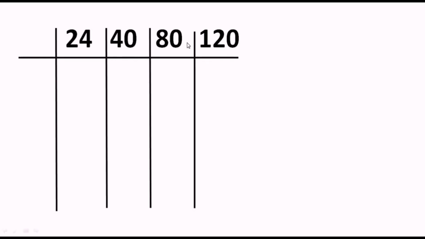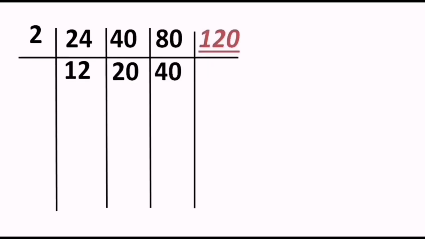If you observe the numbers presently, you'll come to know that all are even, right? Correct or not? 24, 40, 80 and 120. So we go with 2 here, right? When you divide 24 by 2, we get the answer 12. When you divide 40 by 2, we get the answer 20. When you divide 80, we get the answer 40. And 120, I told you, dividing it by 2 is nothing but making it half, and half of 120 is 60, right?